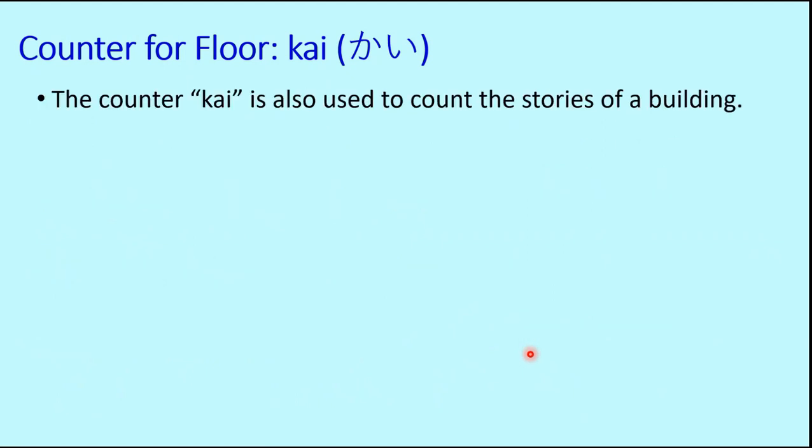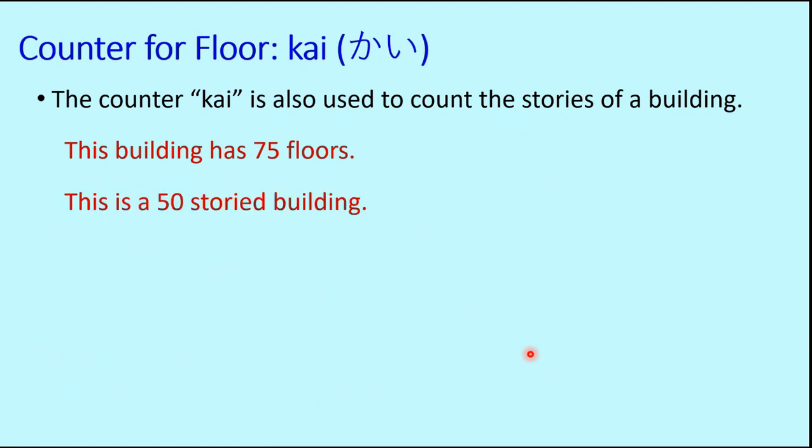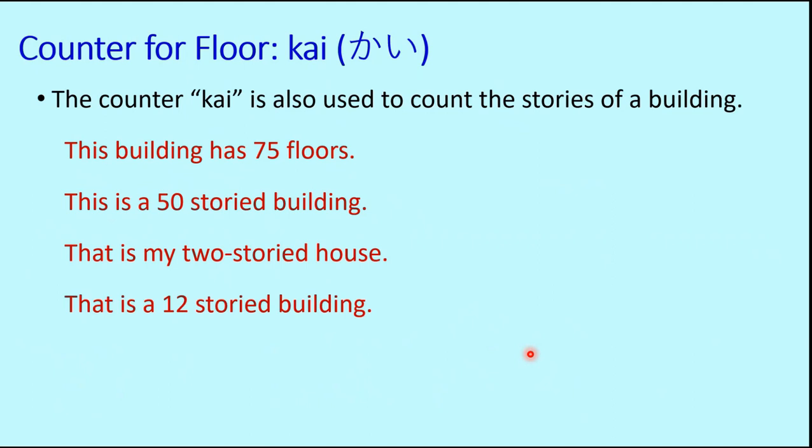Now there is another usage of kai, which is also related to floors, but it helps to express the stories of a building. So what does that mean? Suppose we say this building has 75 floors. Another way of saying this is a 50-storied building. That is my 2-storied house. That is a 12-storied building. How do we express all these sentences in Japanese?